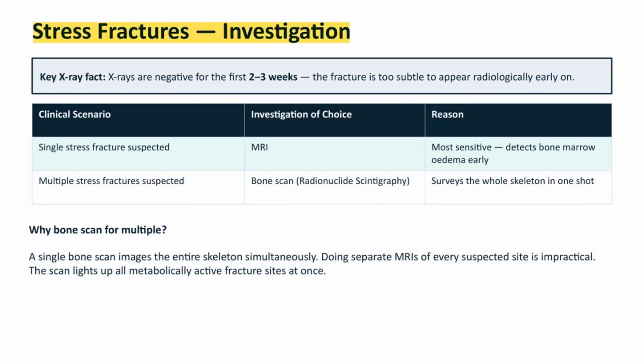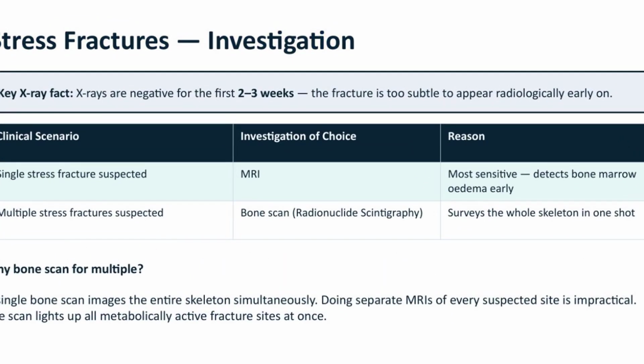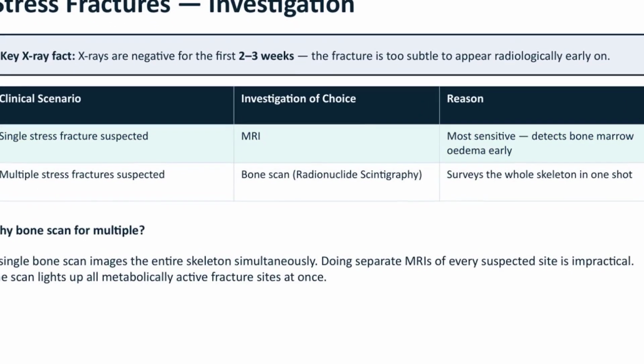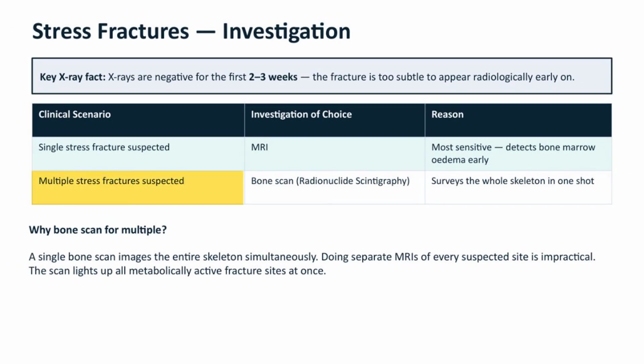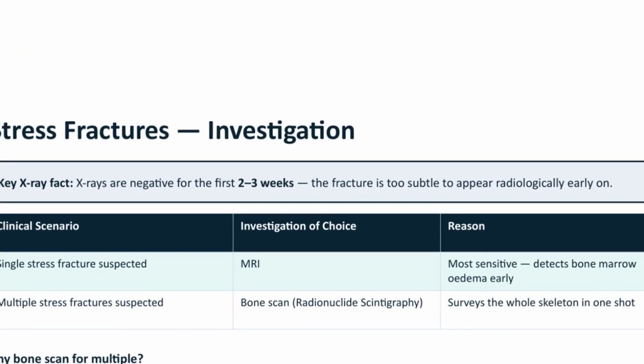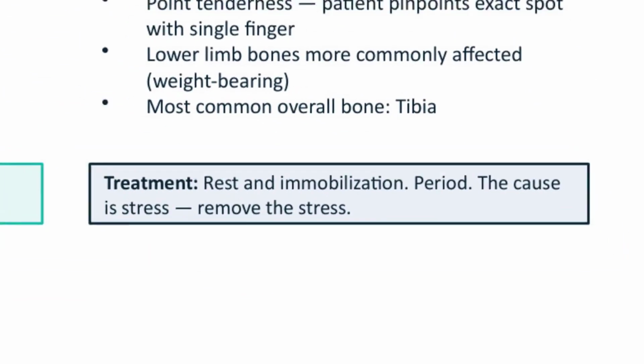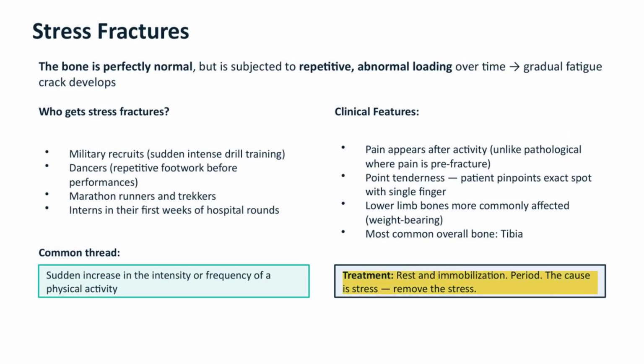Let's talk about investigations. If a single stress fracture is suspected, the investigation of choice is an MRI. If multiple stress fractures are suspected, the investigation of choice is a bone scan, also called radionuclide scintigraphy. Here's a key point. X-rays are usually negative for the first 2 to 3 weeks. The fracture is simply too subtle to show up early. And finally, treatment. Rest and immobilization. Period. Since stress is the cause, removing the stress resolves the problem.